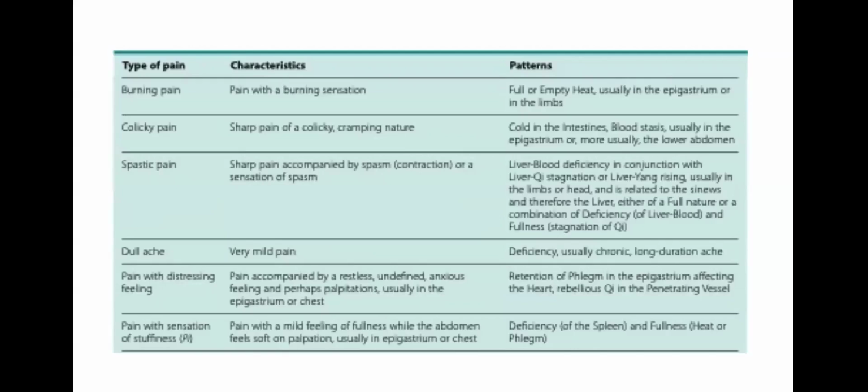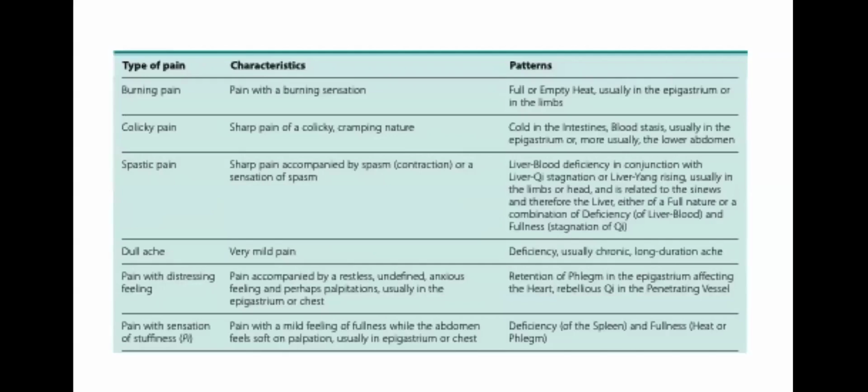Dull ache is very mild pain. Pattern: deficiency, usually chronic, long duration ache. Pain with distressing feeling: this is pain accompanied by a restless, undefined, anxious feeling and perhaps palpitations, usually in the epigastrium or chest. Pattern: retention of phlegm in the epigastrium, affecting the heart, or rebellious qi in the penetrating vessel.